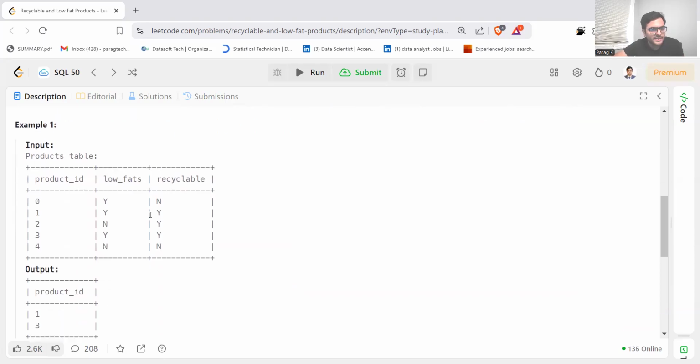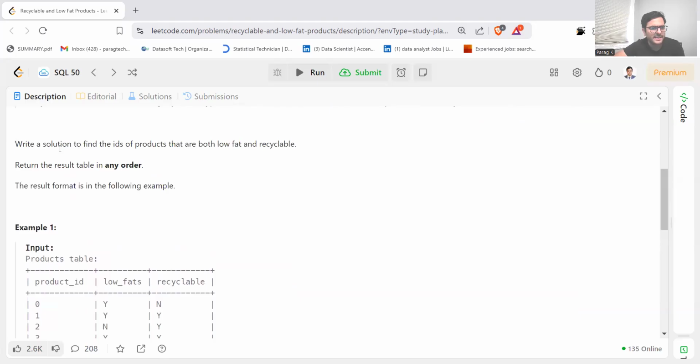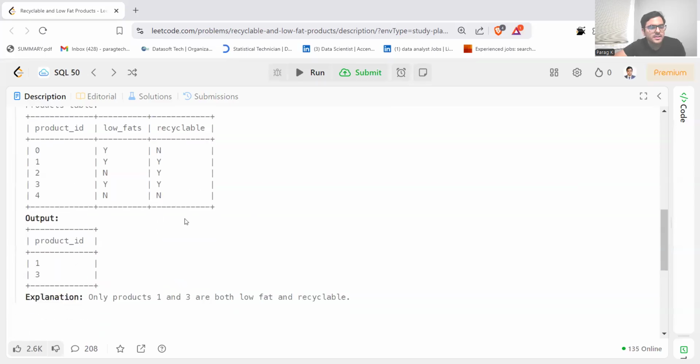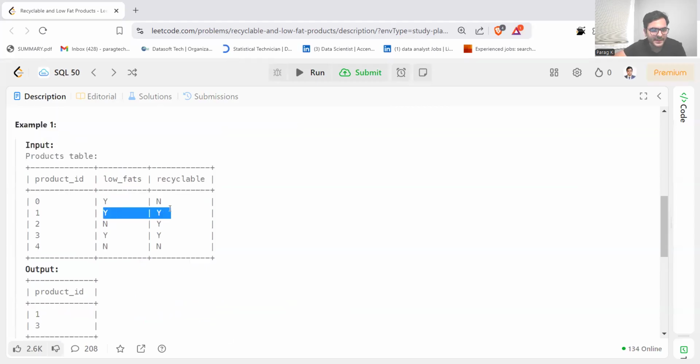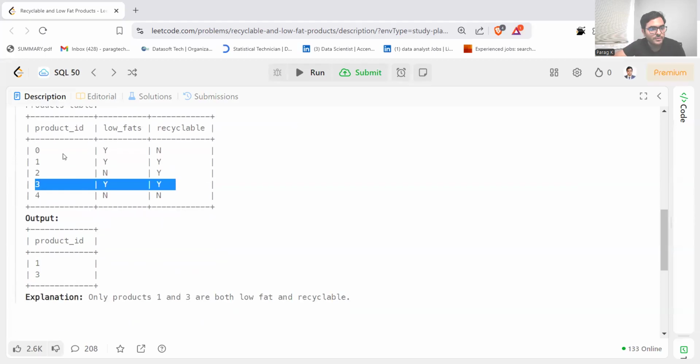So let's look at the data set for once and what is the output we need. The requirement is to find the IDs of products that are both low fat and recyclable. So we have to find which have both Y, which means yes, and N, which means no. If you observe the data, product ID 1 has both low fat and recyclable, and 3 also has a similar pattern where both of them are Y, which is they're low fat as well as recyclable. If you run this query, we would get something.